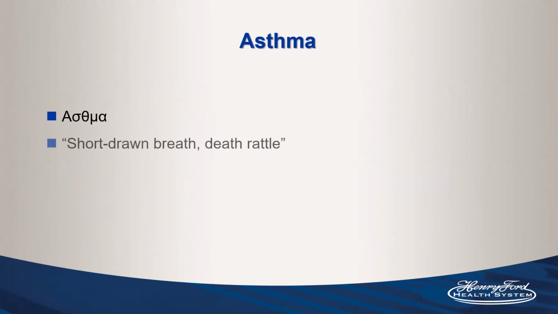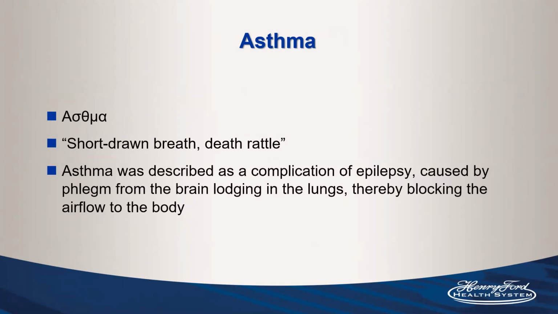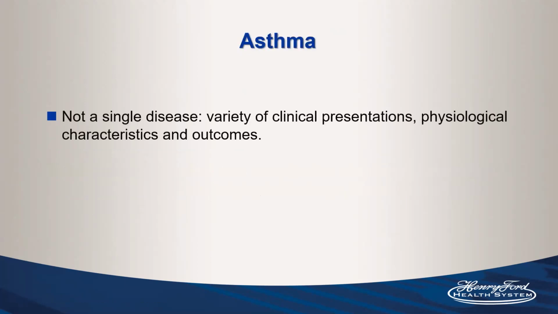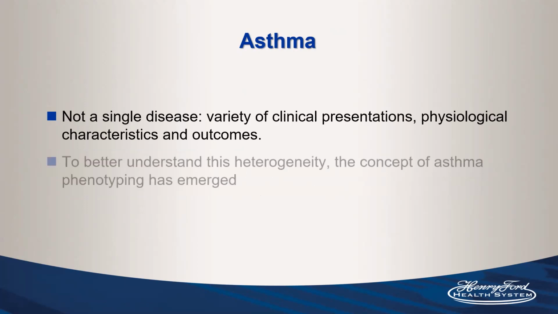Asthma is a Greek word. It means short-drawn breath or death rattle. It was described as a complication of epilepsy caused by phlegm coming from the brain, lodging in the lungs, and blocking the airflow to the body. Probably this is why we get a lot of stroke patients. So basically, it's not a single disease. It's a variety of clinical presentations. It has physiological characteristics and outcomes that are also variable. And to better understand this heterogeneity, the concept of asthma phenotyping has emerged.